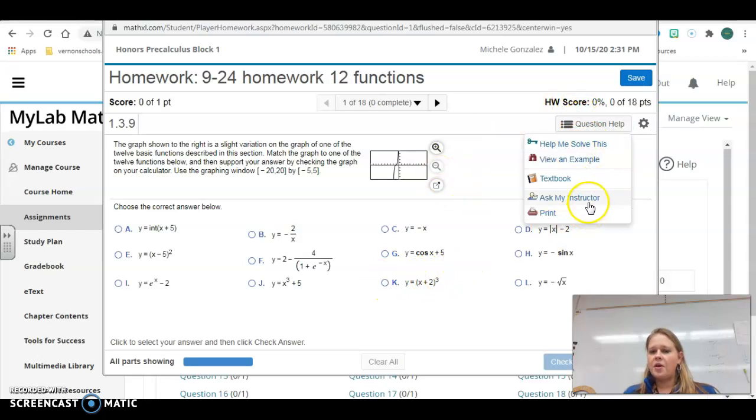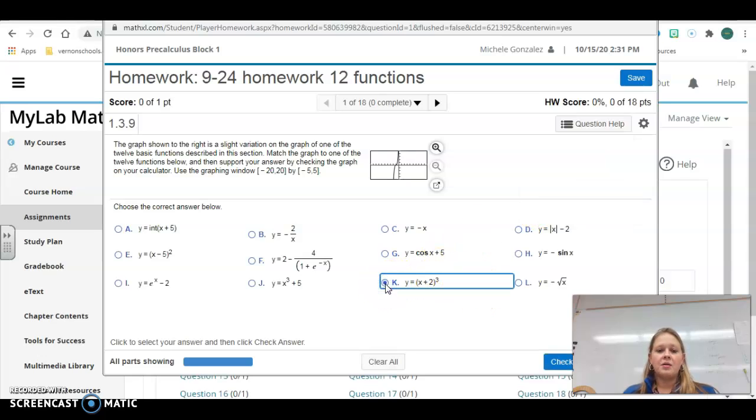This is a lot better than the other one. So view an example, they'll see it done out, help me solve this, go to the textbook, ask me a question, which as I said will email me the exact question, and then they can elaborate on it, which is a nice tool. So I could pick, this is random.